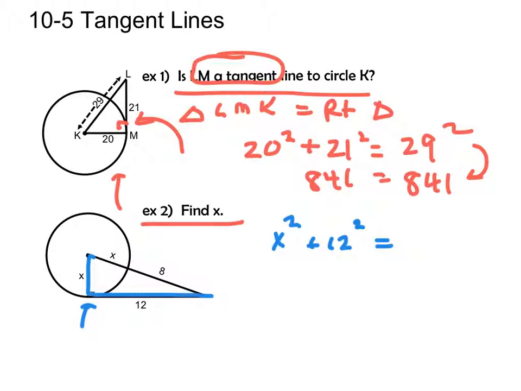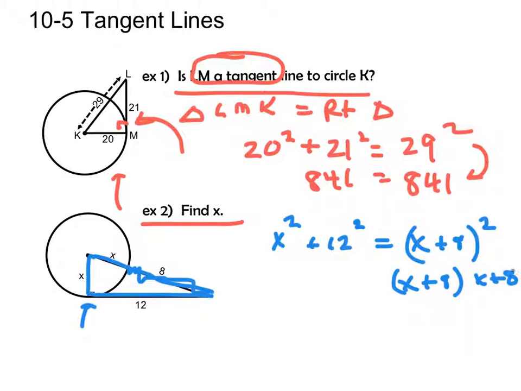Now C is tricky. C is this whole long hypotenuse, and this part here is 8, and the radius is x. So to get that entire side, I need to do x plus 8, squared. Now this is somewhat tricky. You'll have to remember your foiling techniques from last year. I'll write this as x plus 8 times x plus 8, because that's what a square means. The firsts are x times x, which is x squared. The outers are 8 times x, which is 8x. The inners are 8 times x, which is 8x.